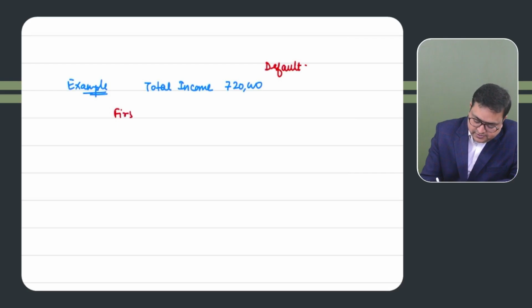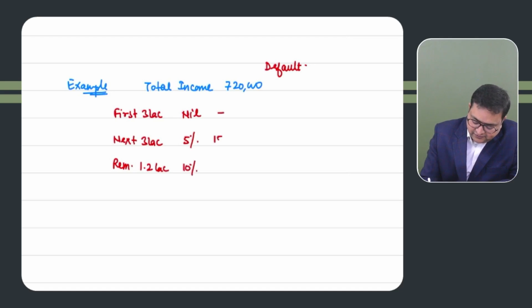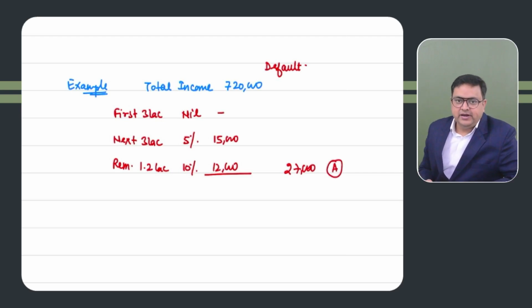So let's say on first 3 lakh, the tax is nil. On next 3 lakh, the tax is 5%. And because it is 7 lakh 20,000, on remaining 1.2 lakh at a rate of 10%. It is 0, 3 lakh 5% is 15,000, 1.2 lakh 10% is 12,000. Got it? So this is 27,000. Just call it A, right? Call it A.